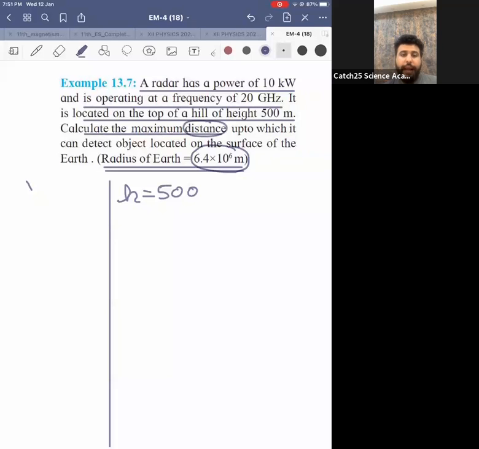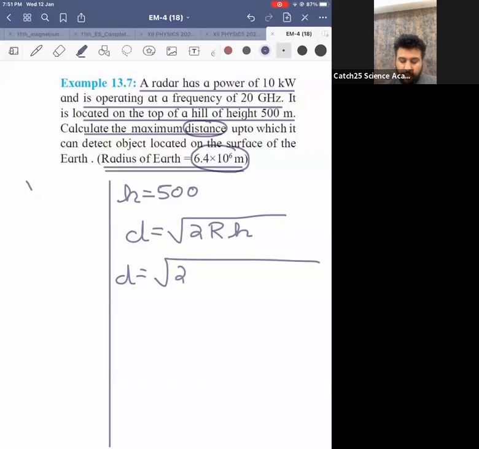So I know that I have to calculate distance and not area. Do I know the formula for distance covered by an antenna? Yes, I know the formula. It is square root of 2Rh, correct? Also, square root of 2 into, do I know the value of capital R? They have given it over here, but even if they have not given, I know that it is 6.4 into 10 power 6, into height, which is given as 500. Can I say with this much data, I can get my answer of distance covered? So now solve it and tell me what answer you're getting.